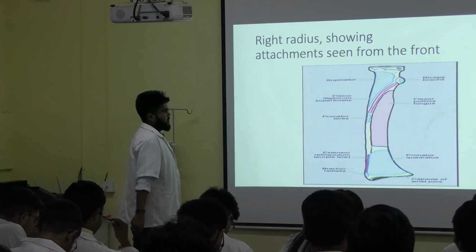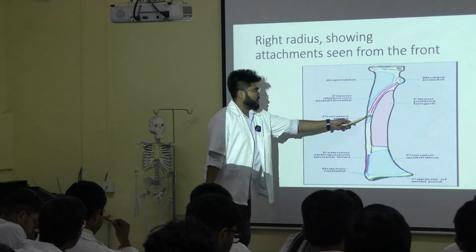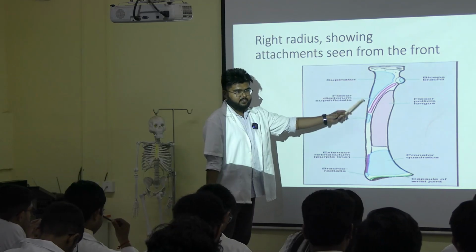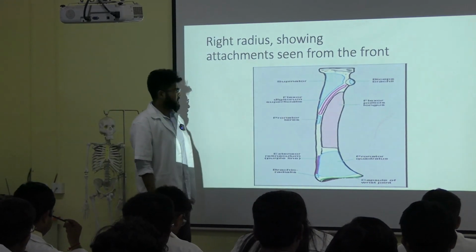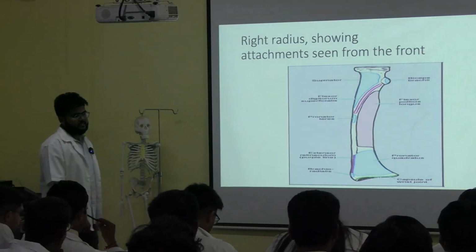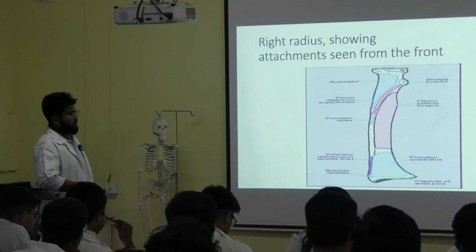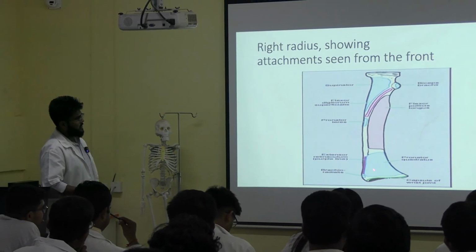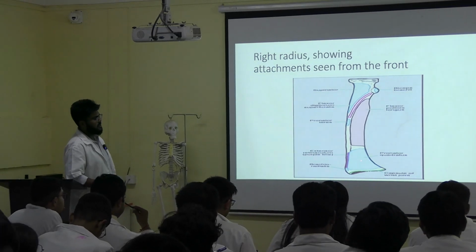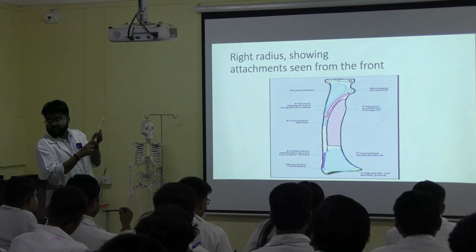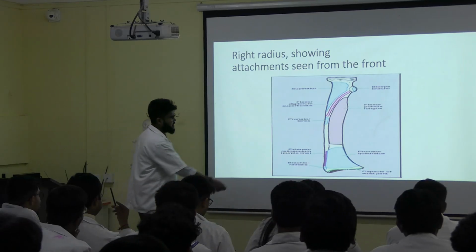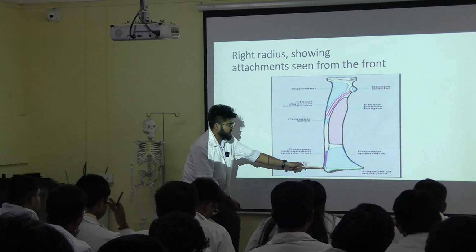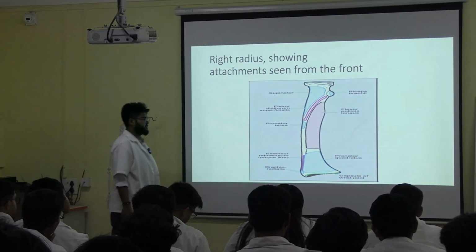And here is another muscle, present on the lateral surface medially. Here you can see the pronator teres attached. Below it, another muscle is attached on this smooth surface, the pronator quadratus. And a little bit at the styloid process, the brachioradialis is attached.